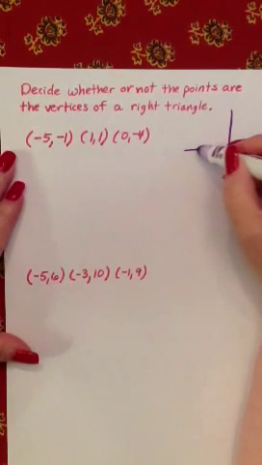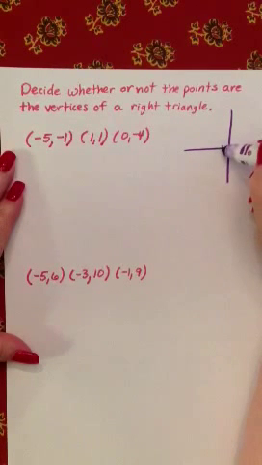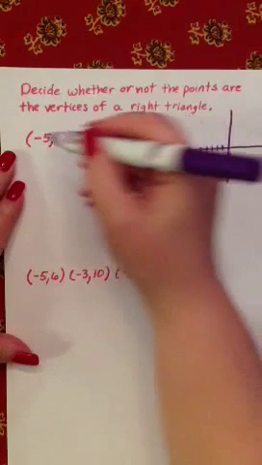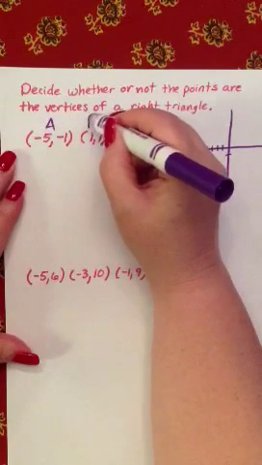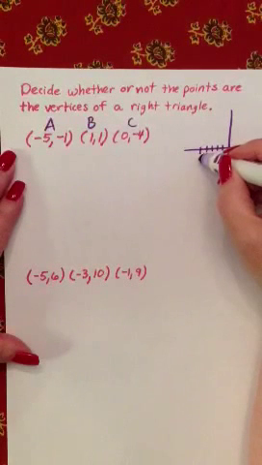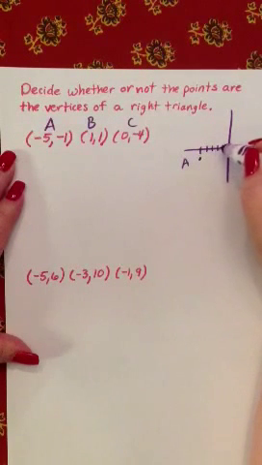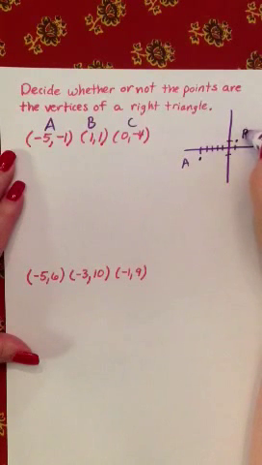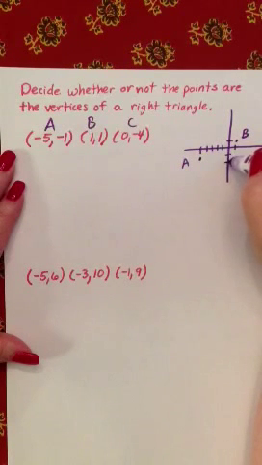How about you sketch the points? It just takes a second. So you go 1, 2, 3, 4, 5, and down 1. I'm going to call this point A, B, and C, just for fun. This is point A, and then there's point B, which is over 1, up 1. Then there's point C, which is over 0 and down 4.